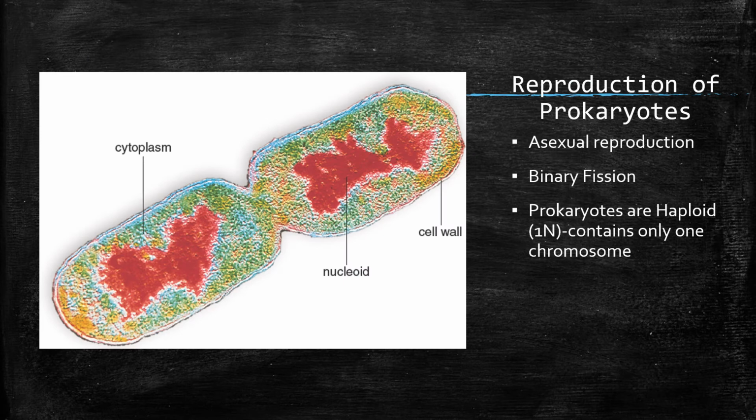So how do prokaryotes reproduce? Their reproduction is asexual, and it's through binary fission. Prokaryotes are haploid, meaning they only contain one copy of the chromosome. So that is specific to prokaryotic cells. So let's talk a little bit about this binary fission.